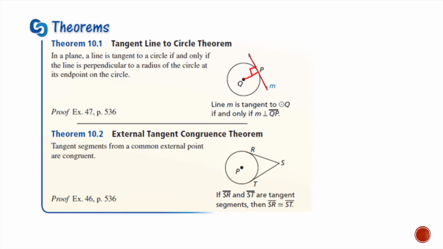External tangent congruence theorem states that if I have 2 common tangents from, say, point S, then line segment RS is congruent to line segment TS. And therefore, those segments are equal.